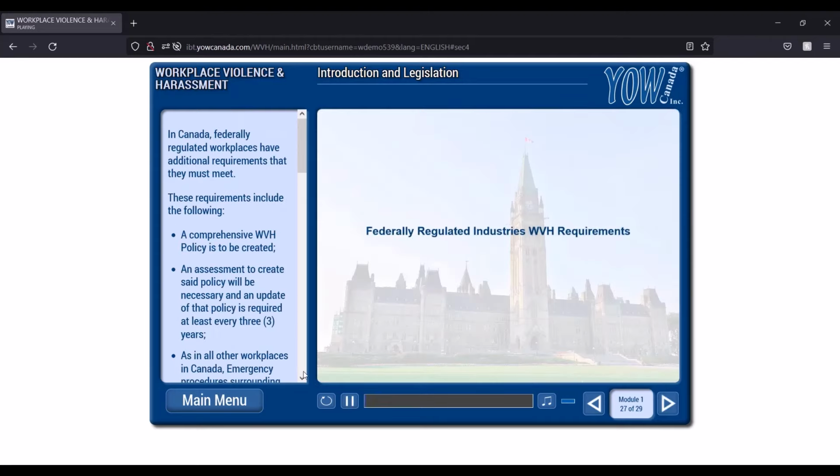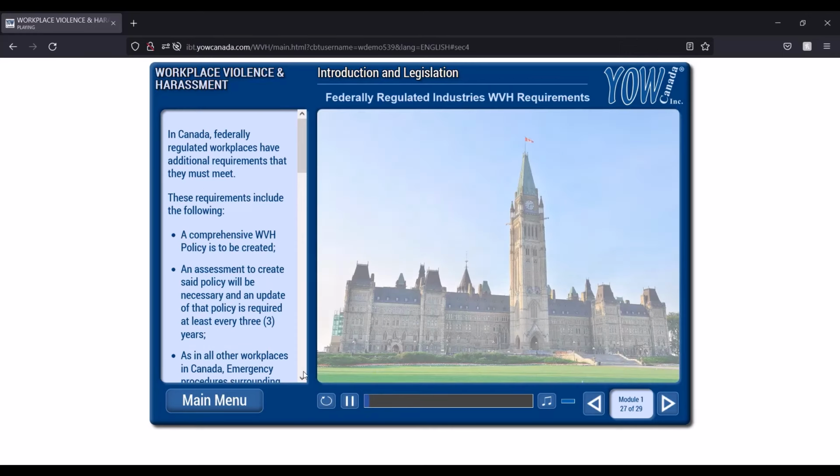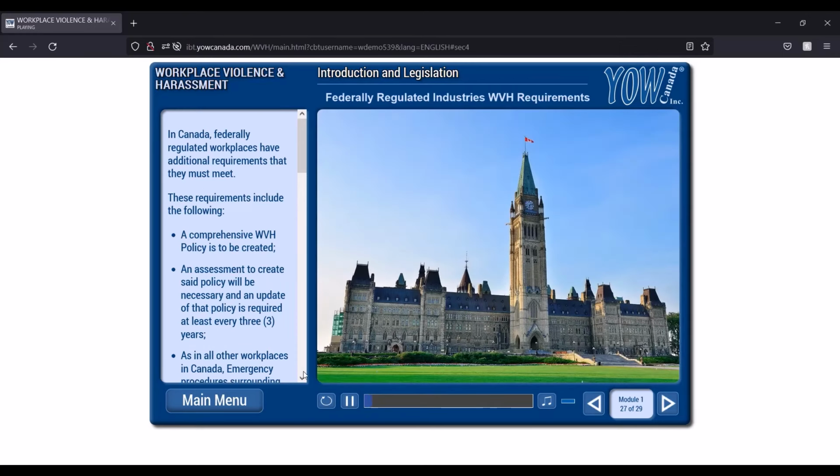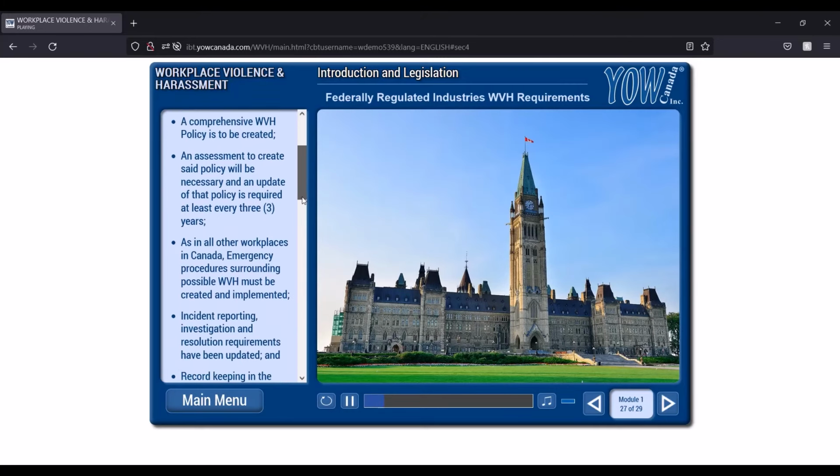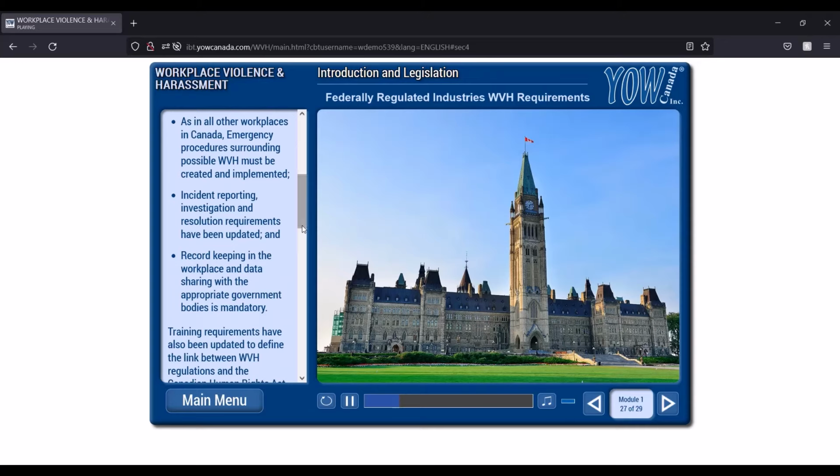Federally regulated industries WVH requirements. In Canada, federally regulated workplaces have additional requirements that they must meet. These requirements include the following. A comprehensive WVH policy is to be created. An assessment to create said policy will be necessary, and an update of that policy is required at least every 3 years. As in all other workplaces in Canada, emergency procedures surrounding possible WVH must be created and implemented.